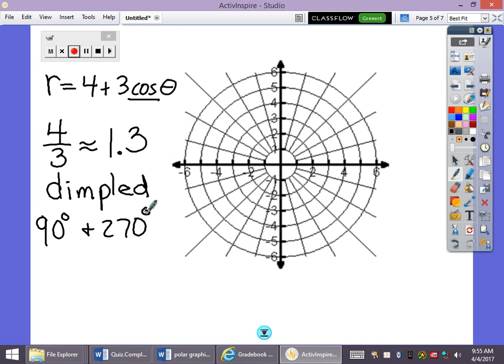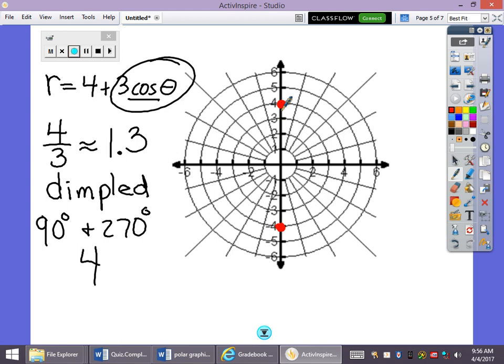So for 90 and 270, this piece is going to become what number? What's the cosine of 90? 0. 3 times 0 is 0. So at 90 and 270, this goes completely away. So 4 plus 0 is 4. So on both axes, I'm going to mark 4. 4, 4. Okay?